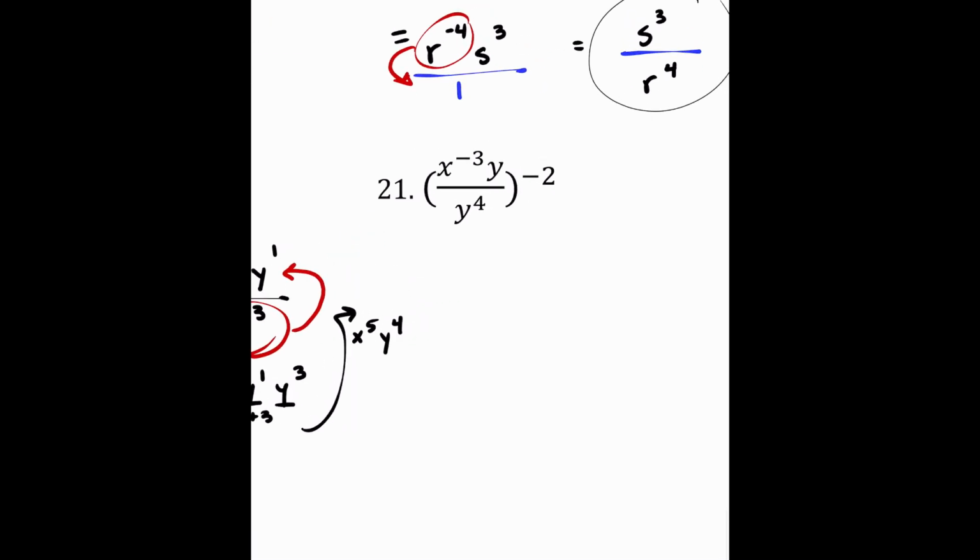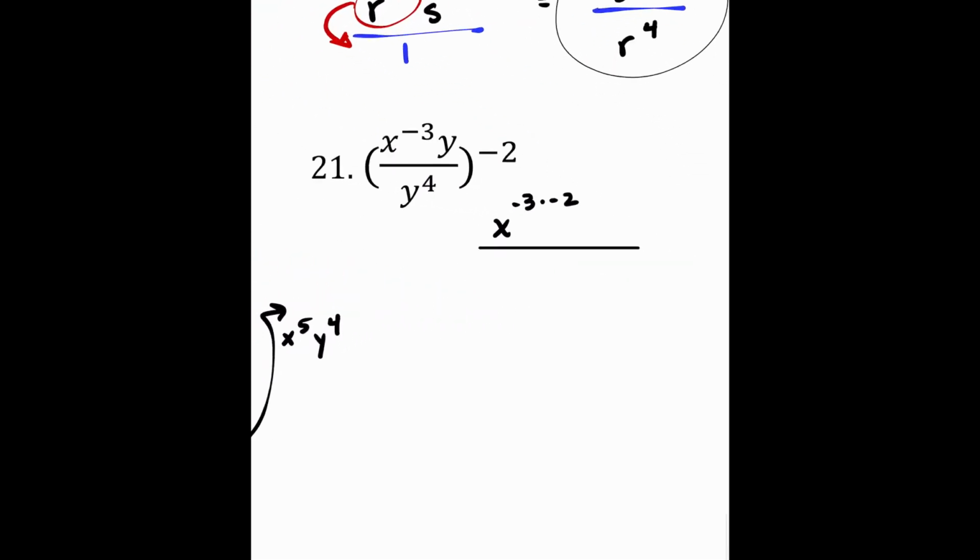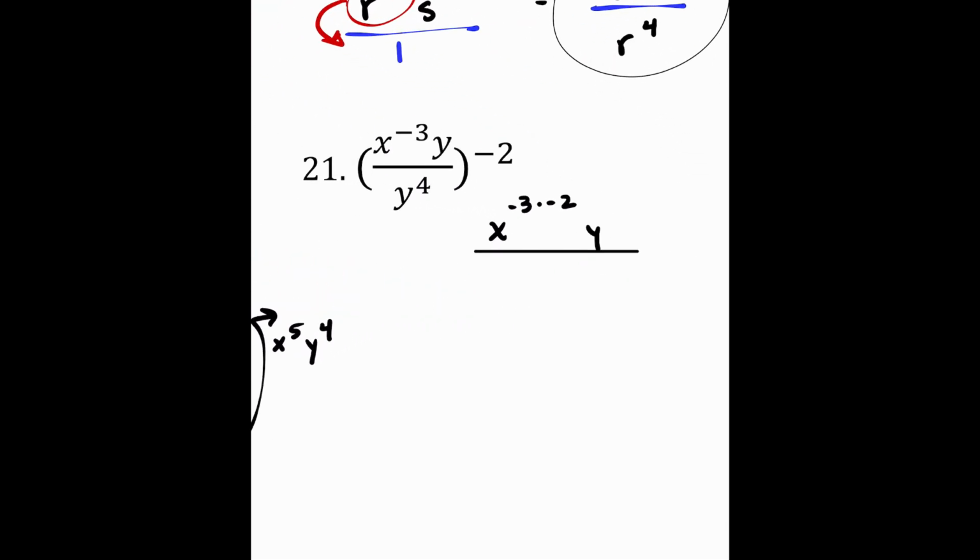Number 21, same idea, except we have a negative 2. So we're raising all of these things to the negative 2nd power. For the top part, we have x raised to the negative 3 times negative 2, then y raised to the negative 2nd power over y to the fourth times negative 2. So first part, x to the 6th times y to the negative second power over y to the negative 8th power.